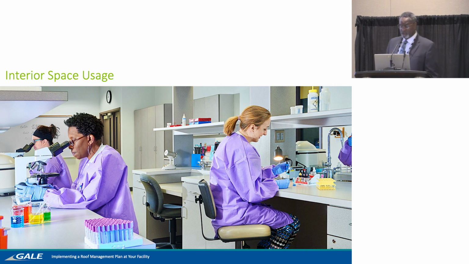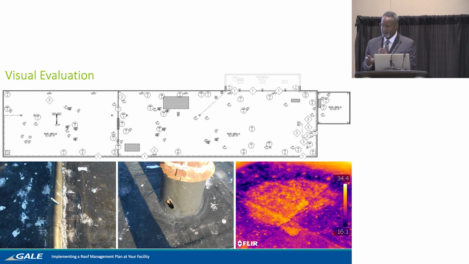The interior space usage might just say, hey, they're doing research at this university and they're studying stem cells and they're studying cancer research and they've got some leaks going on in there. Man, we better take care of this now. That pushes it up to the forefront quickly as well. These are all considerations you have to take, and the roof management plan will help you incorporate that type of usage information when it spits out that prioritization of what needs to come and when it needs to happen.